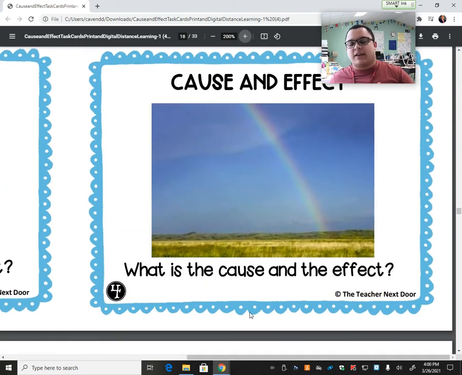What's the cause and effect of this picture? There's a rainbow. What causes rainbows? Well, if you're not sure what causes rainbows, it could be a mixture of some things over the water. It's how the sun hits the water. It hits the water molecules in the sky, and you see a rainbow. So what is the effect of the sun hitting the water molecules a specific way in the sky? The effect is that you get a rainbow.